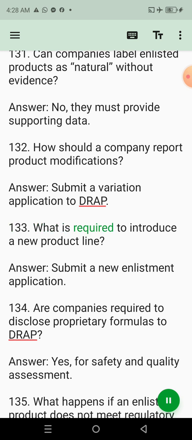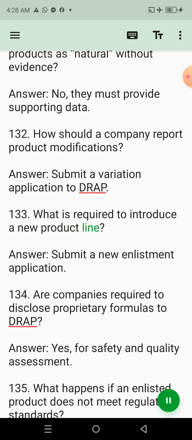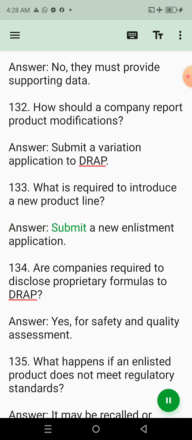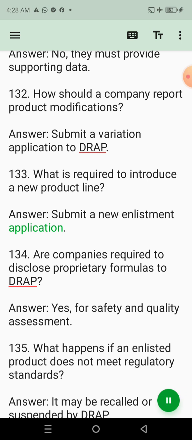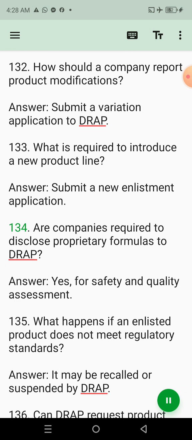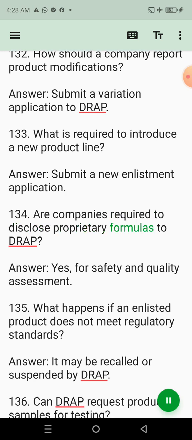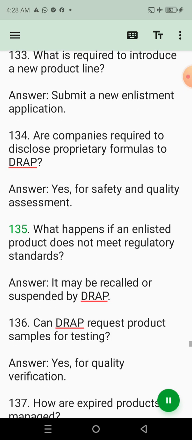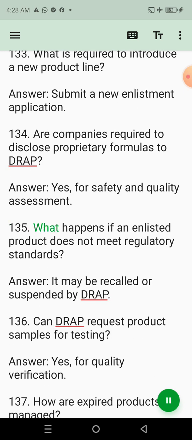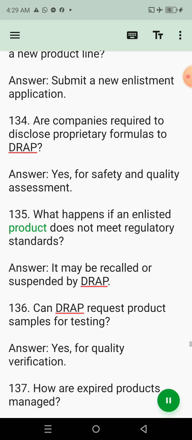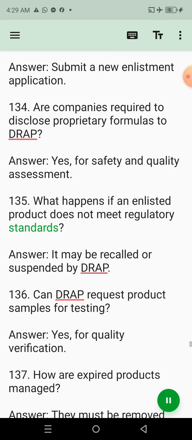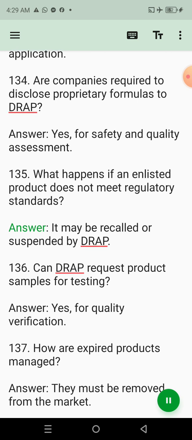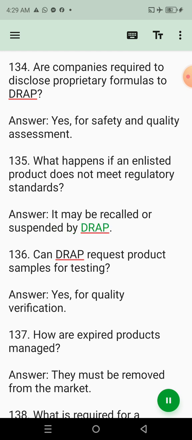133. What is required to introduce a new product line? Answer. Submit a new enlistment application. 134. Are companies required to disclose proprietary formulas to DRAP? Answer. Yes, for safety and quality assessment. 135. What happens if an enlisted product does not meet regulatory standards? Answer. It may be recalled or suspended by DRAP.